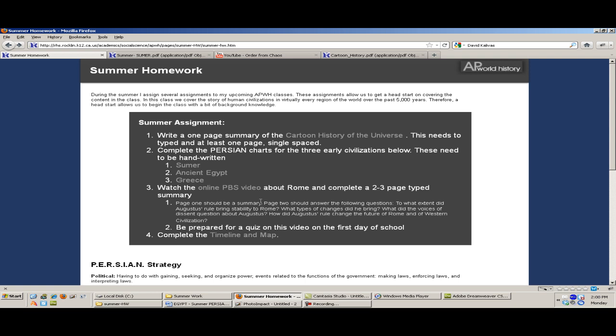And then the second part of it, what I would like you to do is answer these specific questions that I have. This is talking about Rome and who were some of his critics and people who didn't agree with him, and ultimately how Augustus changed Rome and the future of what we live in today, which is called Western civilization. So this is going to be typed up. That's the third thing that we're going to do.